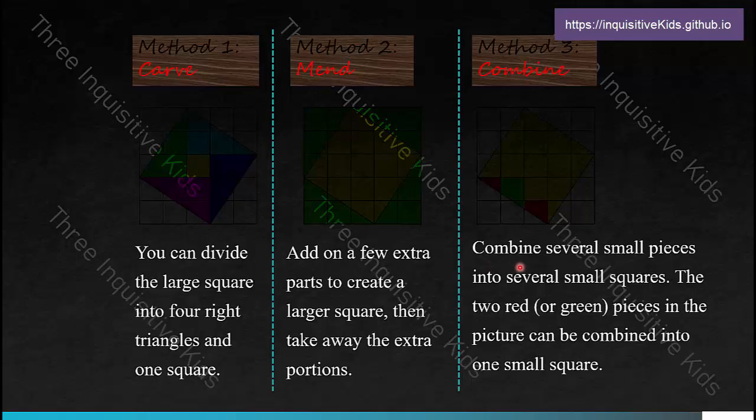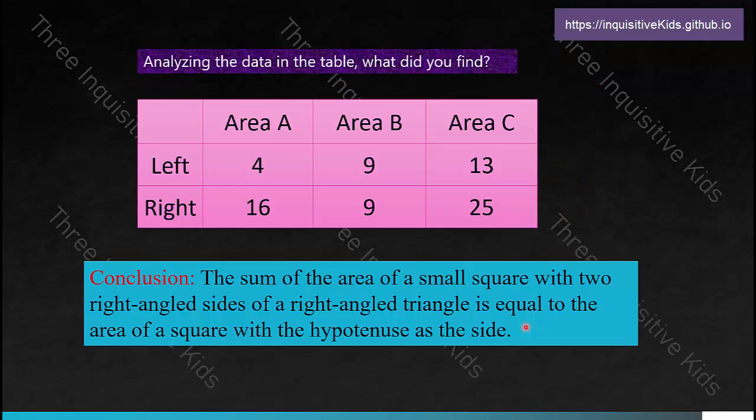And the final one is combine. Combine several small pieces into several small squares, so you can fit them together to make a perfect square. The 2 red or green pieces in the picture can be combined into 1 small square. So, analyzing the data in the table, what did you find? Well, if you use any 3 of those methods, you'll see that the left area C is 13 and the right area C is 25.